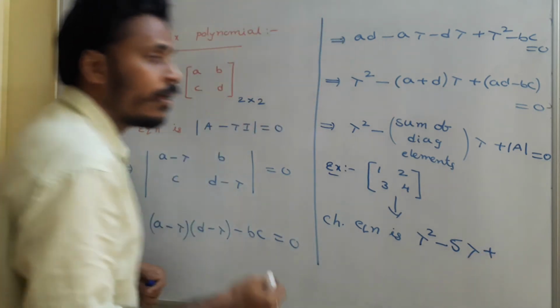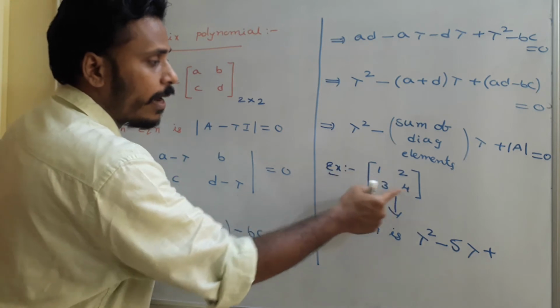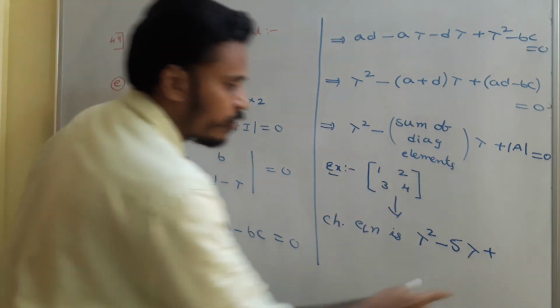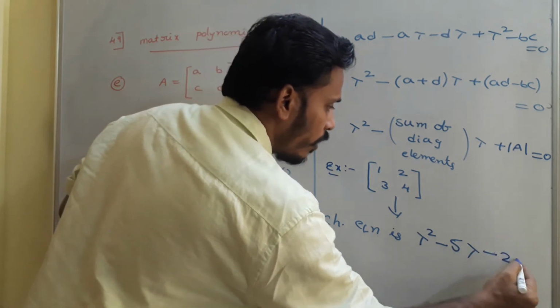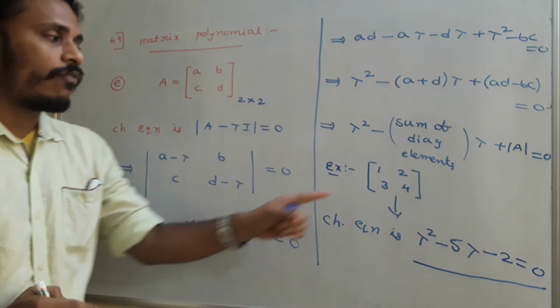Plus the determinant of A. So what is the determinant of this particular matrix? AD minus BC. 4 minus 6 is minus 2. So minus 2 is equal to 0. At the end, this is the characteristic equation for the matrix.